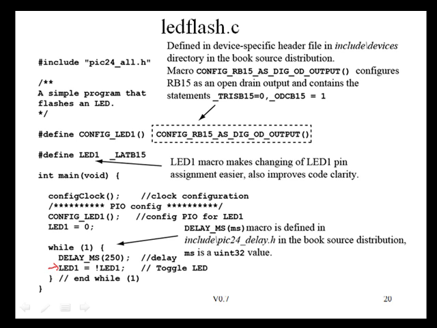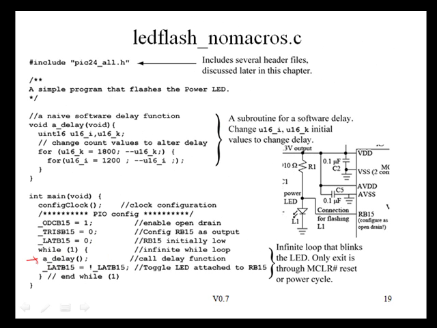Recall that before blinking the LED, we need a delay so that the blinking of the LED is actually visible. The previous code had this function called a delay, which used two nested loops to implement a software delay. The problem with this approach is that the delay is unclear as to how long it will actually be, and it's also going to be dependent upon the clock speed of the processor. If we change the clock speed of the processor, the delay of this function is going to change.